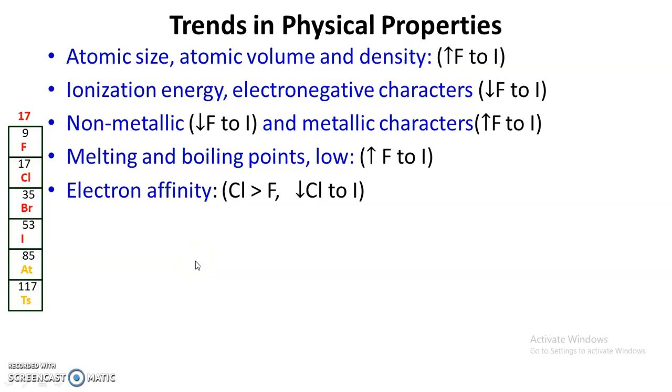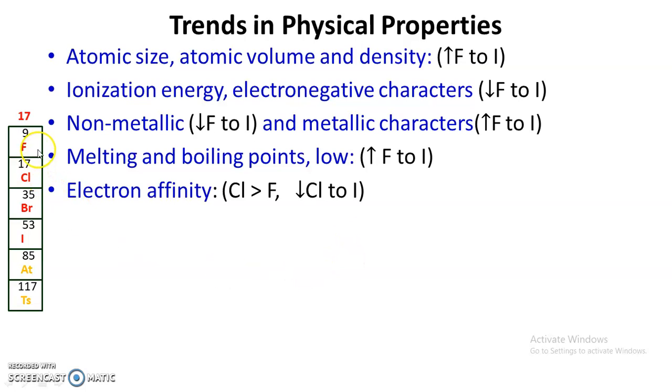The next property is electron affinity. Electron affinity or electron gain enthalpy is the tendency of an element to accept one electron and form a negative ion. So the amount of energy released when a particular atom gains an electron and forms a negative ion is the electron gain enthalpy or electron affinity. And electron affinity decreases from top to bottom. So from chlorine to iodine, electron affinity decreases.